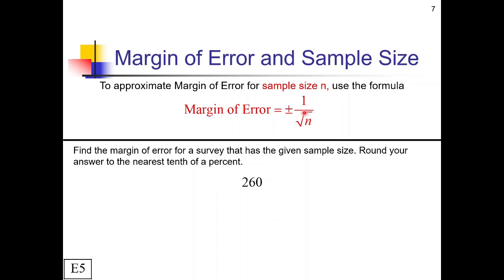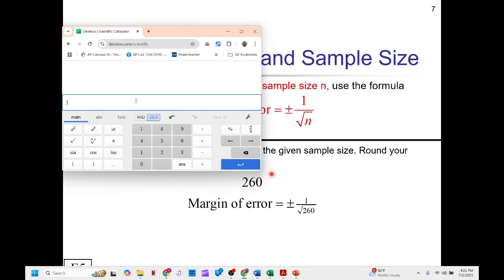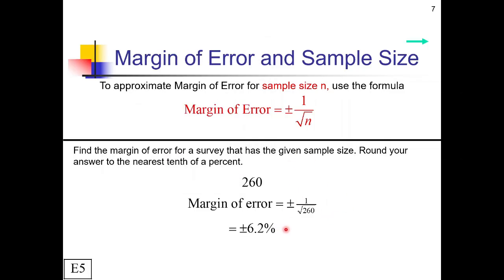So using my formula, pretty straightforward. I'm just going to do plus or minus 1 over the square root of the number they gave me. Nothing super crazy here. Let's go to Desmos to figure out what that is. So here I am on Desmos. Let me do 1 divided by square root of 260, and I instantly get the value 0.062. So if I move my decimal over by 2, that means I have a margin of error of plus or minus 6.2%.